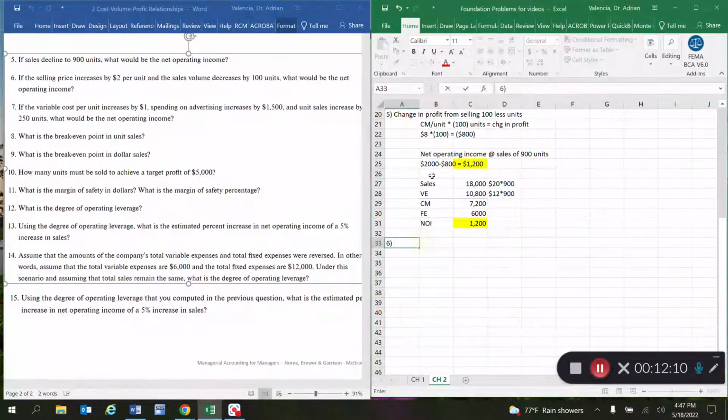So let's go ahead and do that. Let me copy this real quick here. Now it's $22 per unit times 900 units, and that gives us 19,800. That's our revenue or our sales. My variable expenses remain the same, so that's still going to be 10,800 as we had in number 5. So then our contribution margin goes up, obviously.